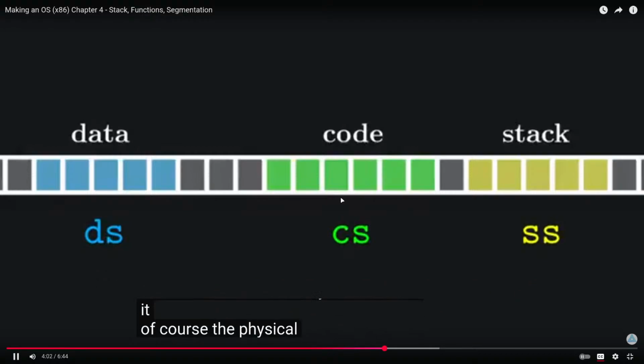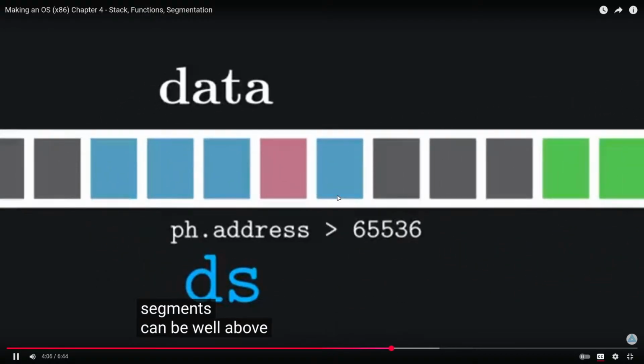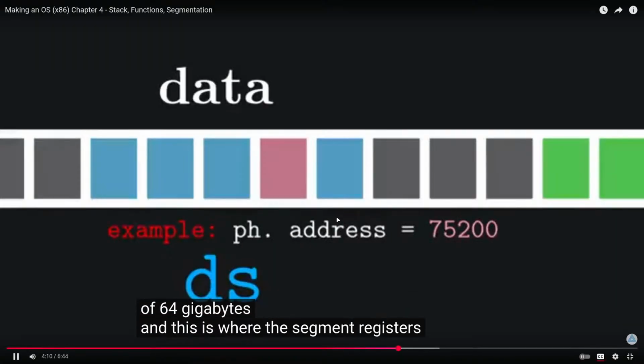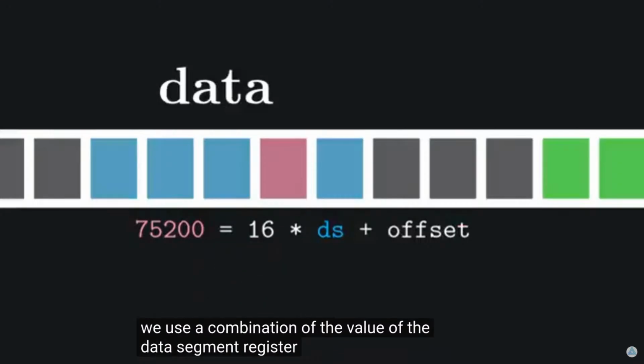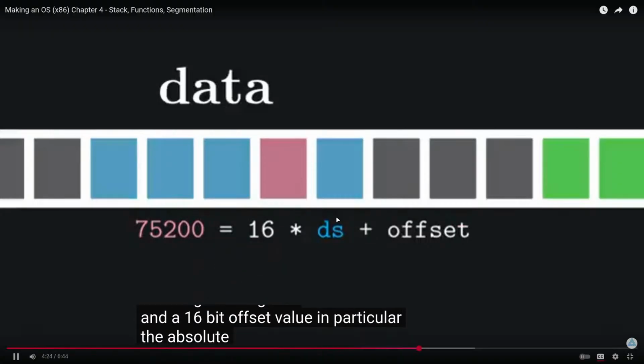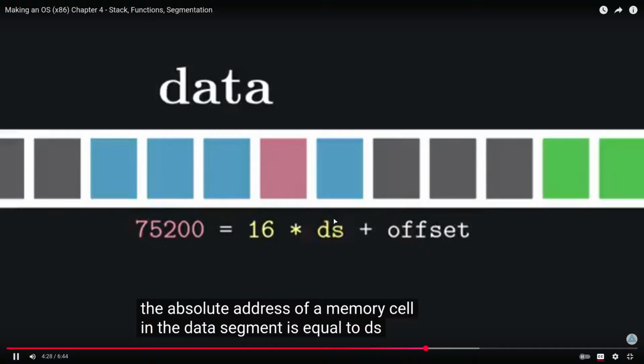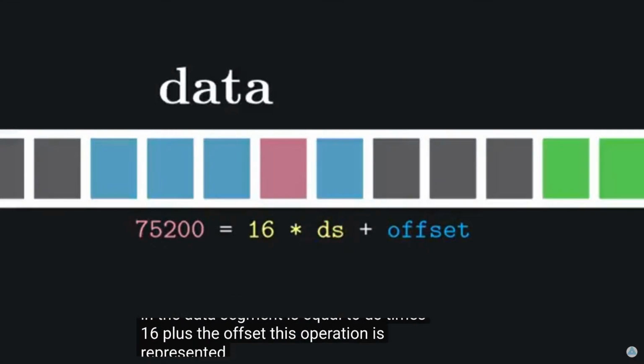Of course, the physical address of a memory location inside one of these segments can be well above our addressing limit of 64 kilobytes, and this is where the segment registers come into play. To represent a memory location in, for example, the data segment, we use a combination of the value of the data segment register and a 16-bit offset value. In particular, the absolute address of a memory cell in the data segment is equal to DS times 16 plus the offset. This operation is represented with this notation.